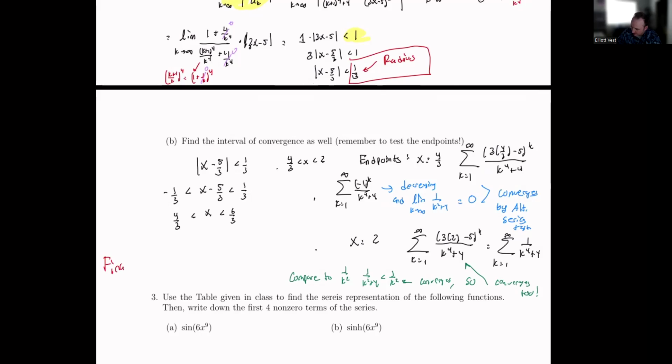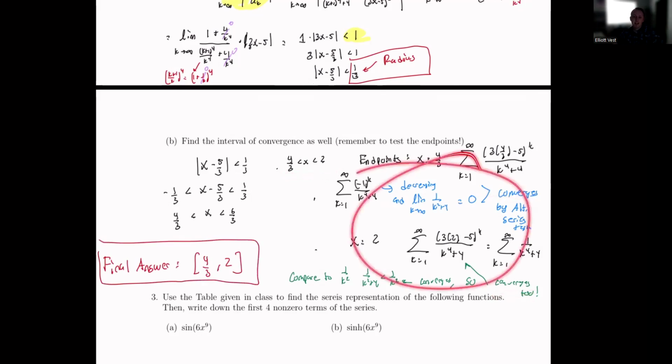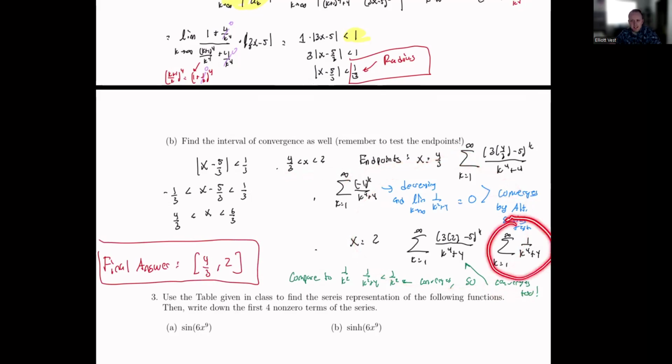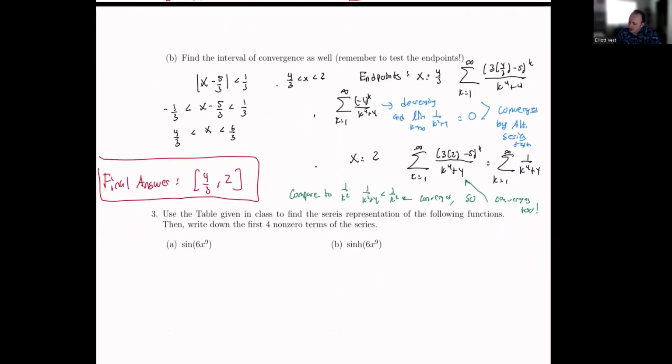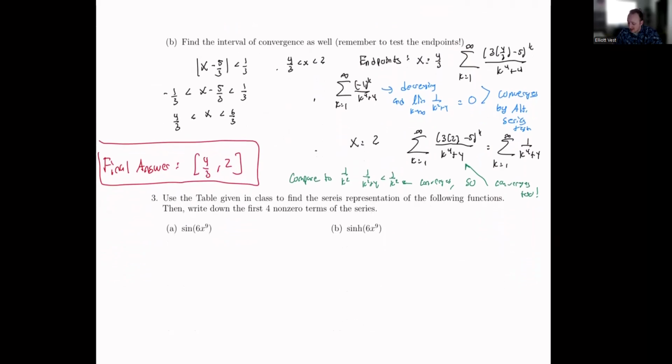Final answer is what? What's the final answer? They both converge, so our interval is going to have both those values: 4 over 3 to 2. Now, I didn't go super into showing convergence and stuff like that. Really, it's just like, oh, this looks like a p-series, and with k to the 4th power, that converges. This is an alternating series thing, but if the absolute value converges, then this converges as well. So it's not too bad, right? But really, we did 2 tests there, and citing your tests is good.